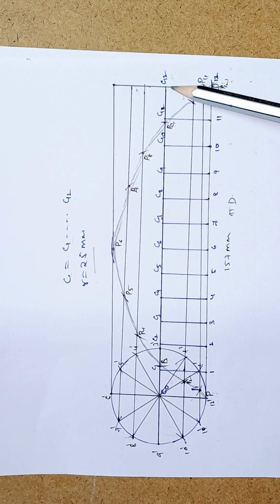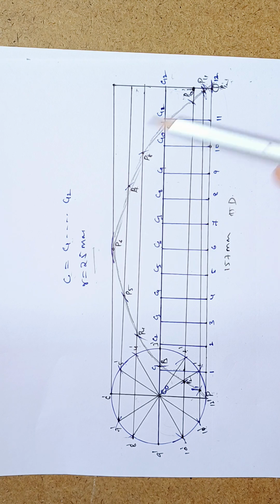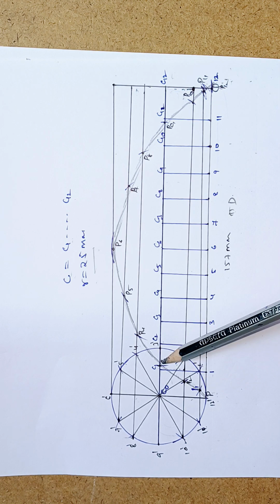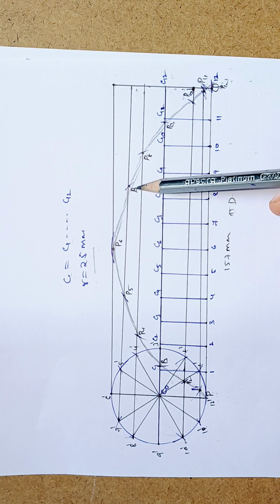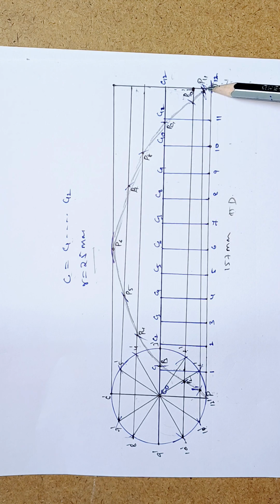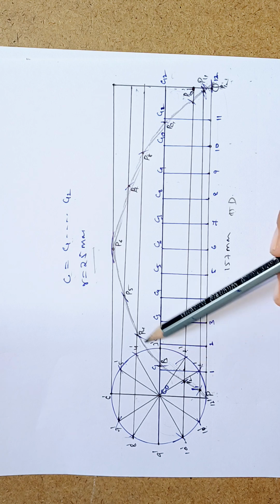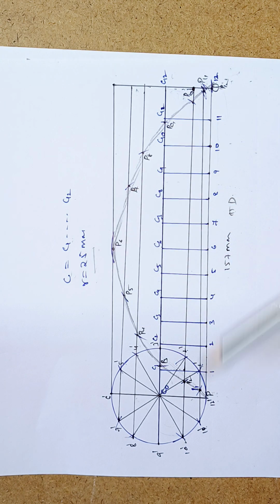So C12 as a center and 25 mm as a radius. Cut the 12th line. Where is the 12th line? That is the horizontal line of PQ, the straight line. So similarly, mark the points of the arcs P1 to P2, P3, P4, P5, P6, P7, P8, P9, P10, P11 and P12. Similarly, with the help of free hand, join P1 to P12. Then you get a beautiful cycloidal curve.